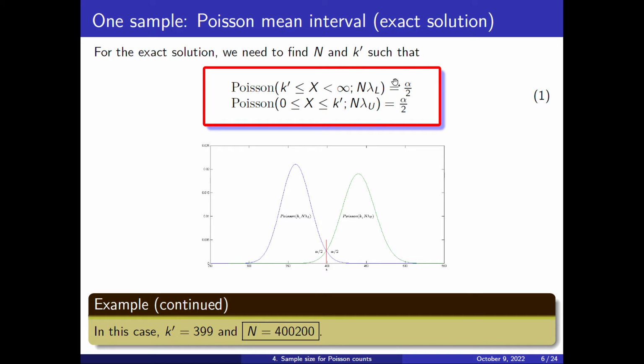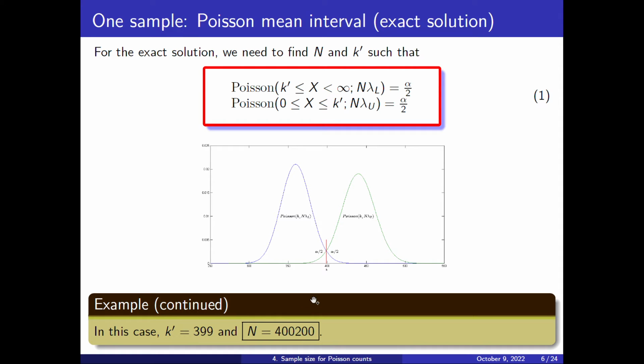Okay, so to construct our confidence interval, we have to find n such that the probability from k prime to infinity, when we have the lower bound, is alpha half. And then for the upper bound, with this distribution, the probability from 0 to k prime is also alpha half. So in this case, k prime is 400 and n is 400,000.